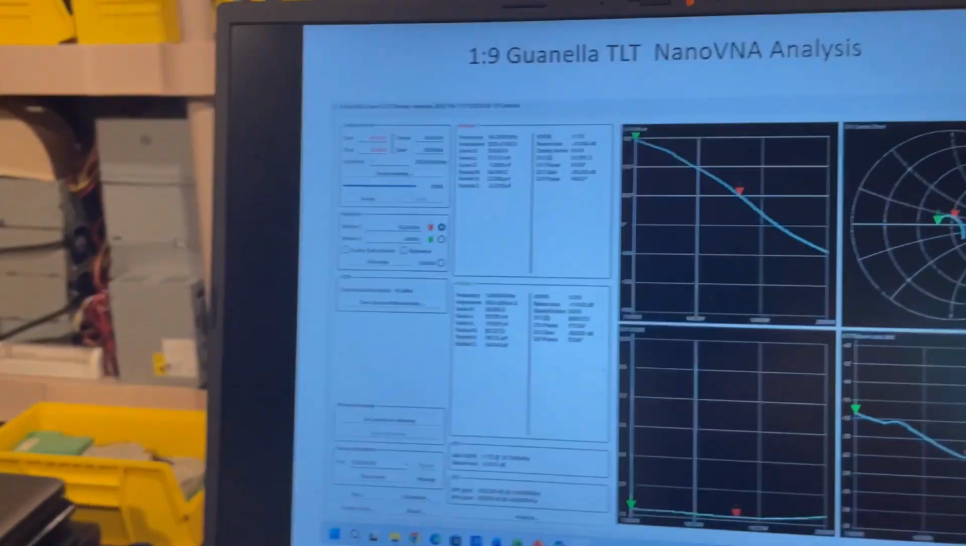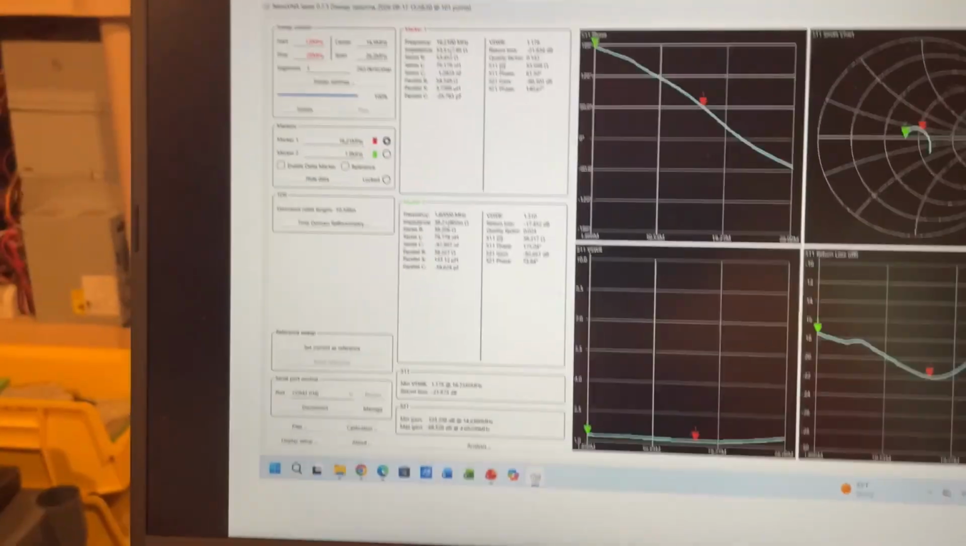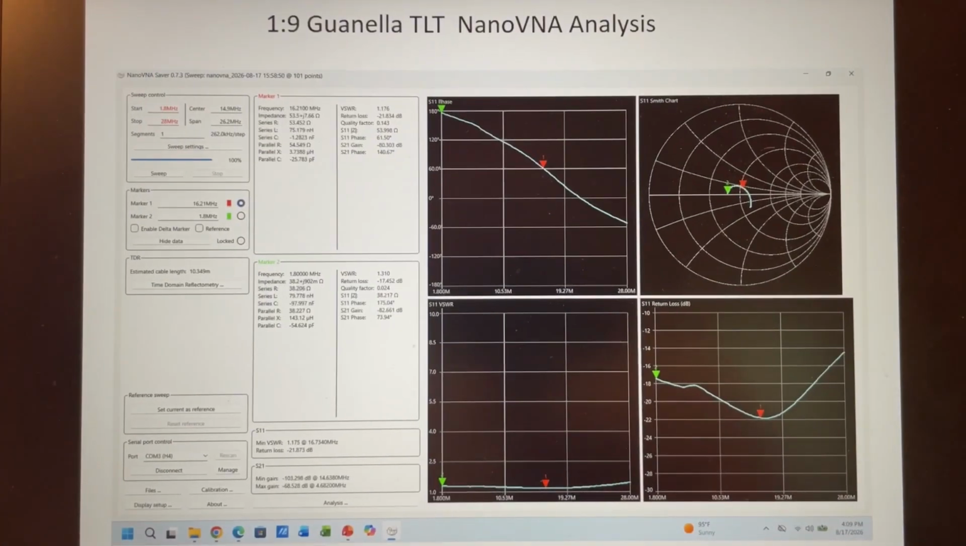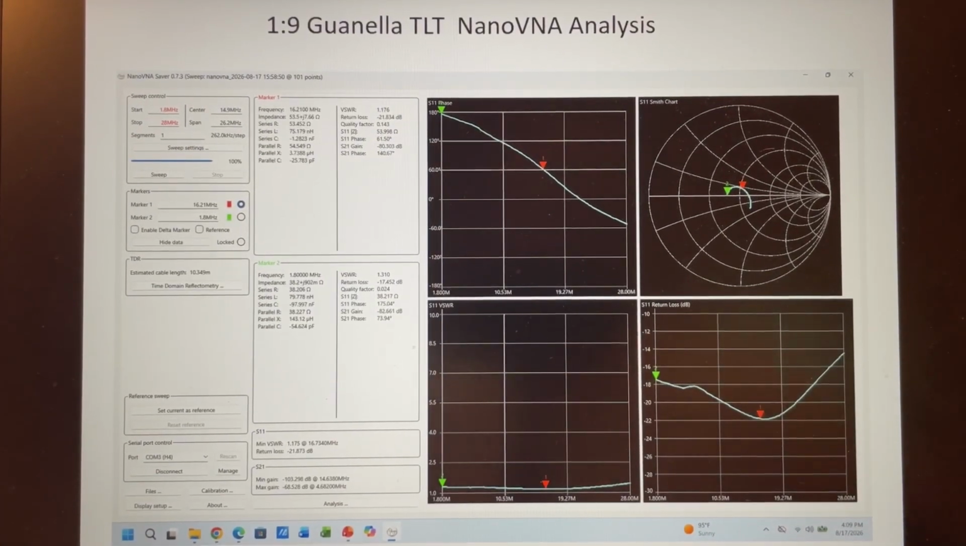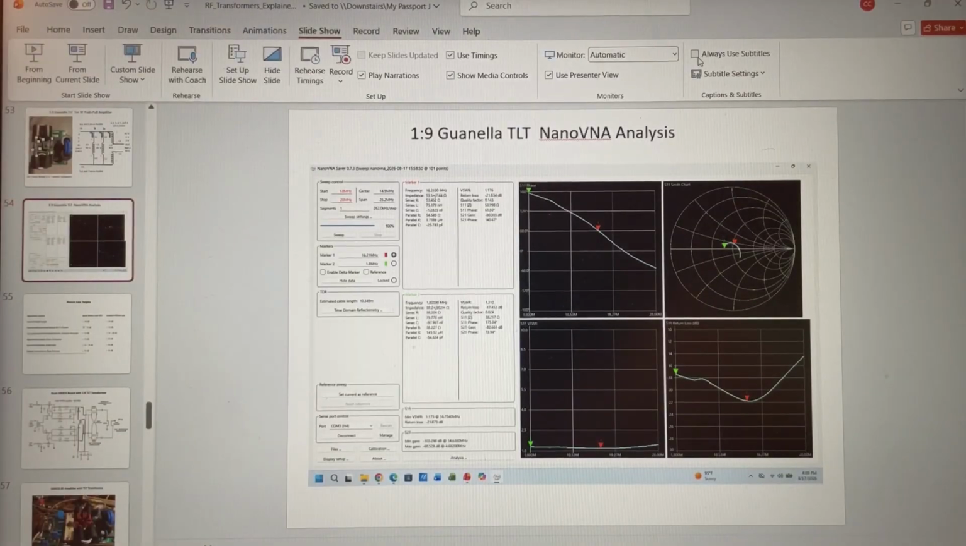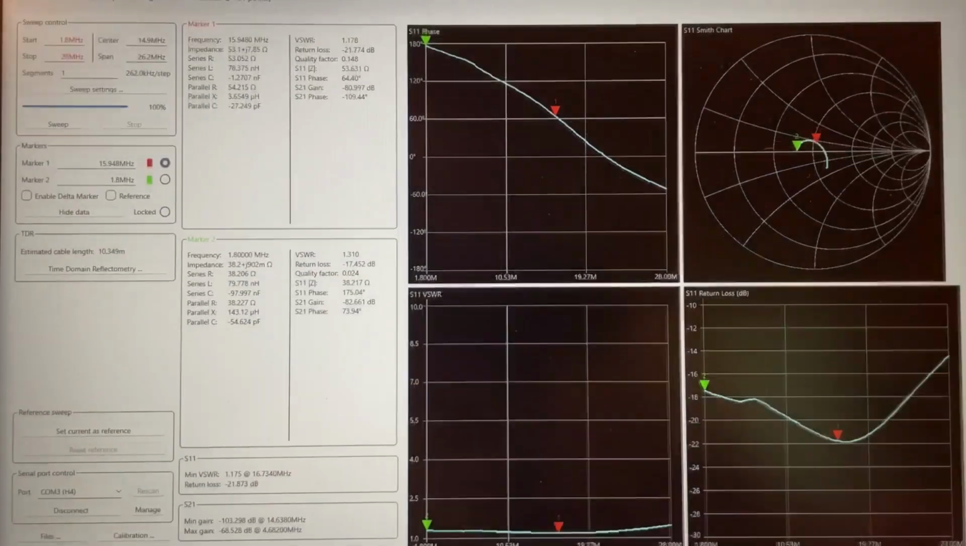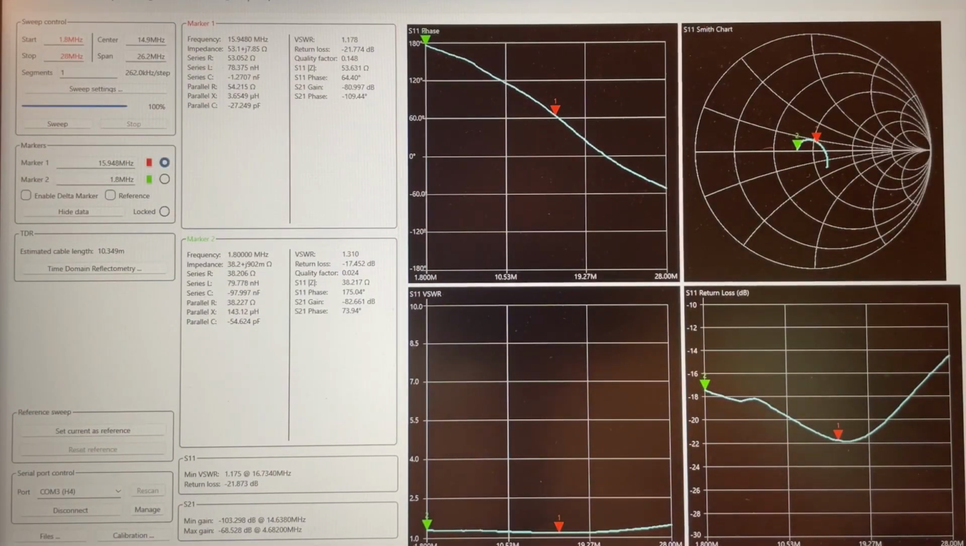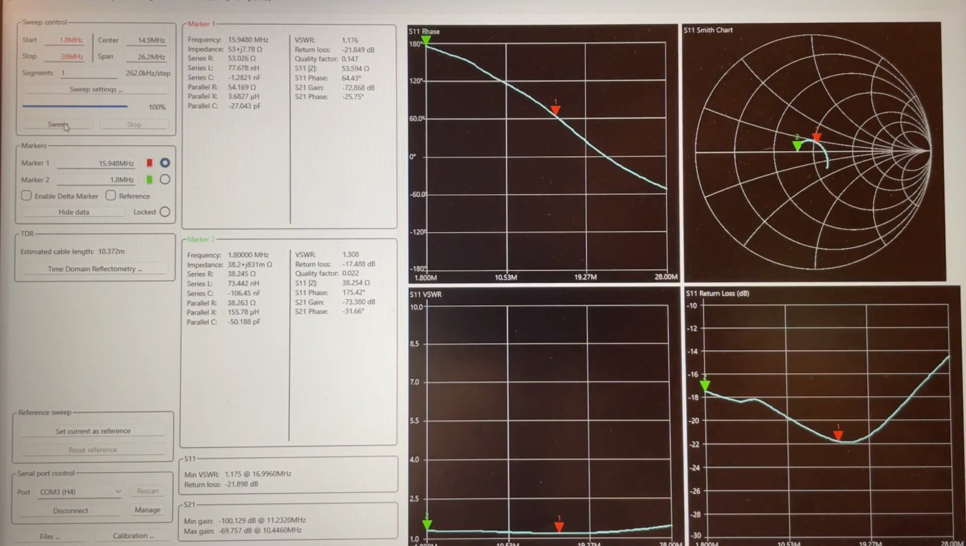So let's go now and take a look live and see how this performs. I'm going to exit out of here. We're going to load up the software, and there we are live. And we'll go ahead and sweep this. Okay, and let's explain what's going on.